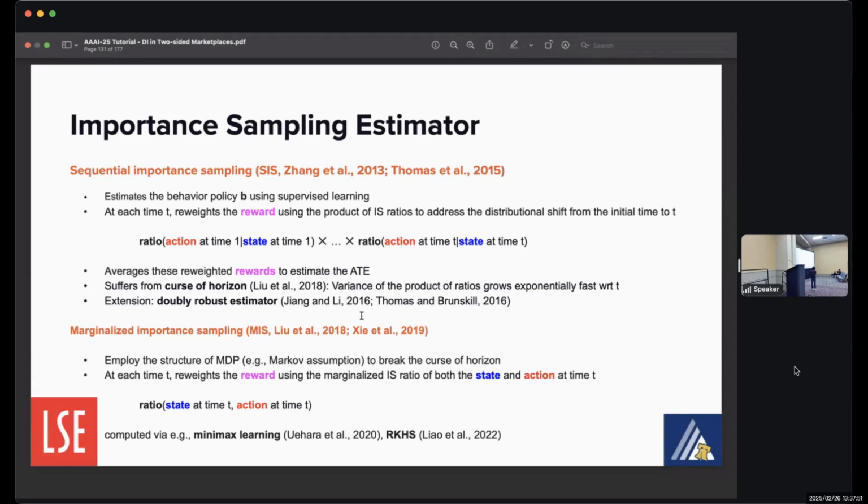So this estimator suffers from a large variance, and there are also extensions of the sequential importance sampling estimator, like the double robust estimator, but they still suffer from the curse of horizon.